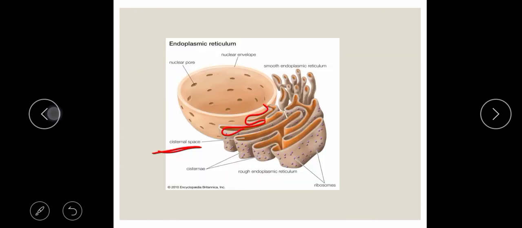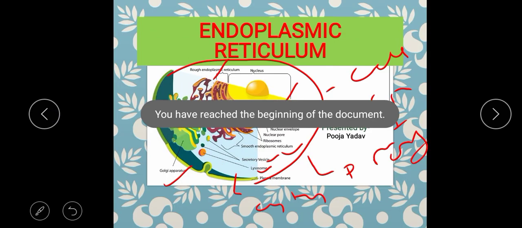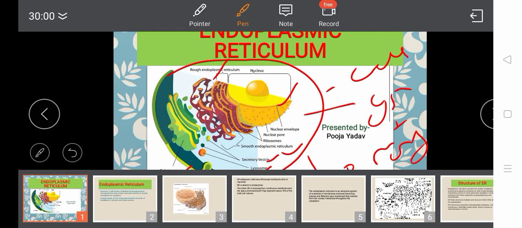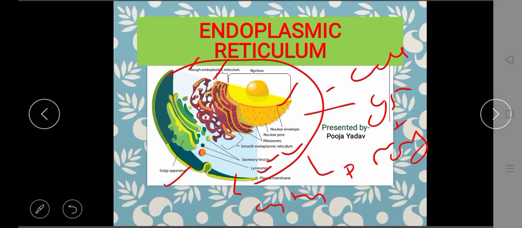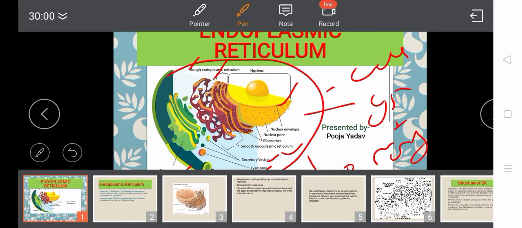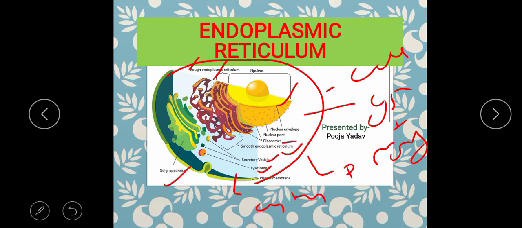We can see this in this diagram also. See, this is the nucleus, continuing with the rough endoplasmic reticulum, then continuing with the smooth endoplasmic reticulum, then continuing with the Golgi apparatus, then lysosome and secretory vesicle, and then the plasma membrane.